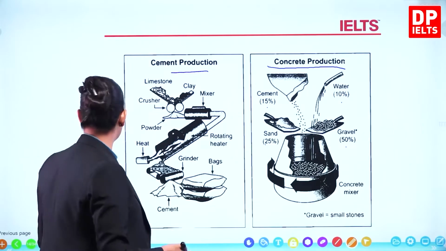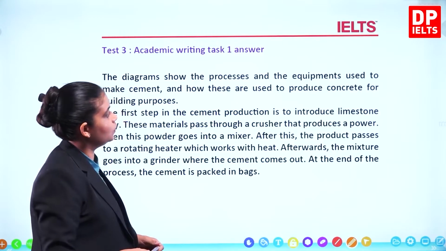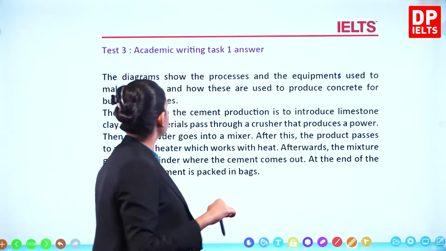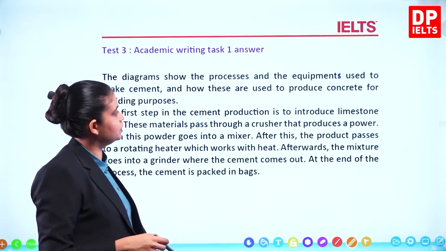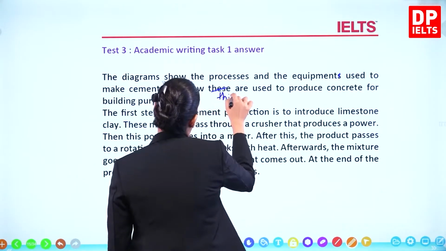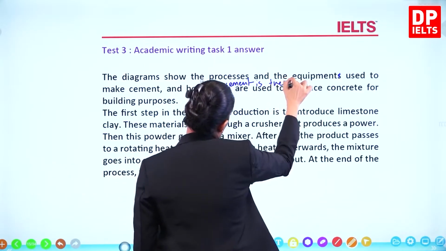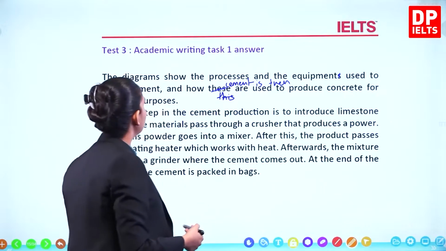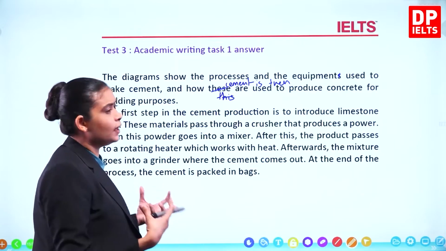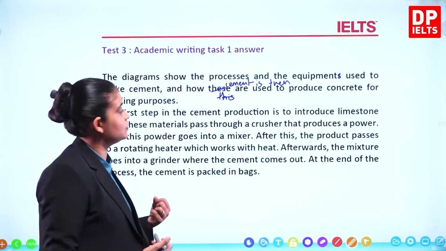So let's have a look at an answer. The diagrams show the processes and the equipments, I think it should be equipment, right, used to make cement and how cement is then used to produce concrete for building purposes. So you can see it's okay. The introduction is not that bad apart from a few grammatical errors, right?